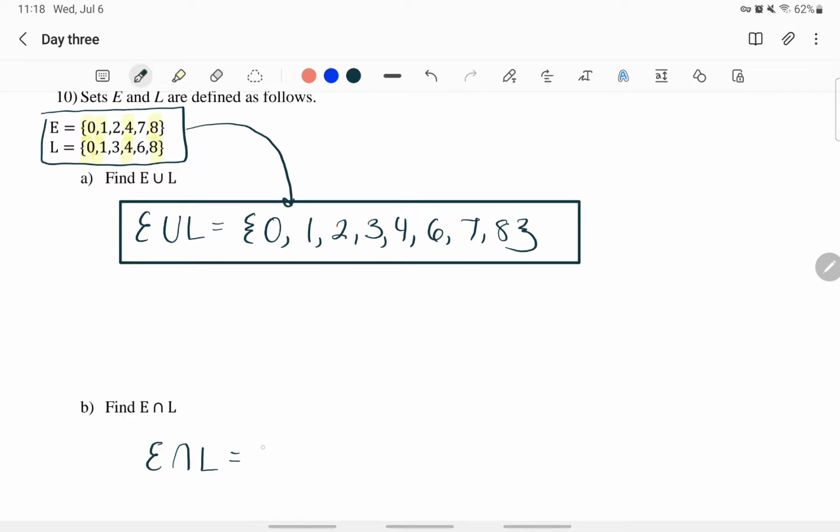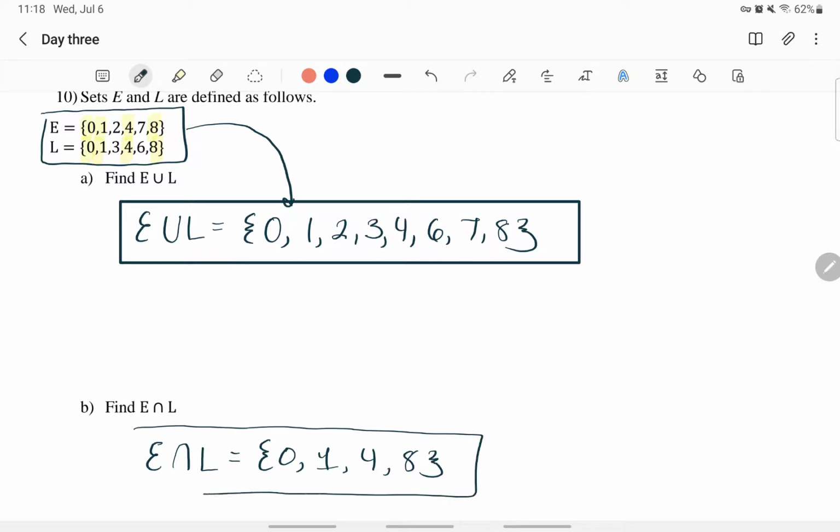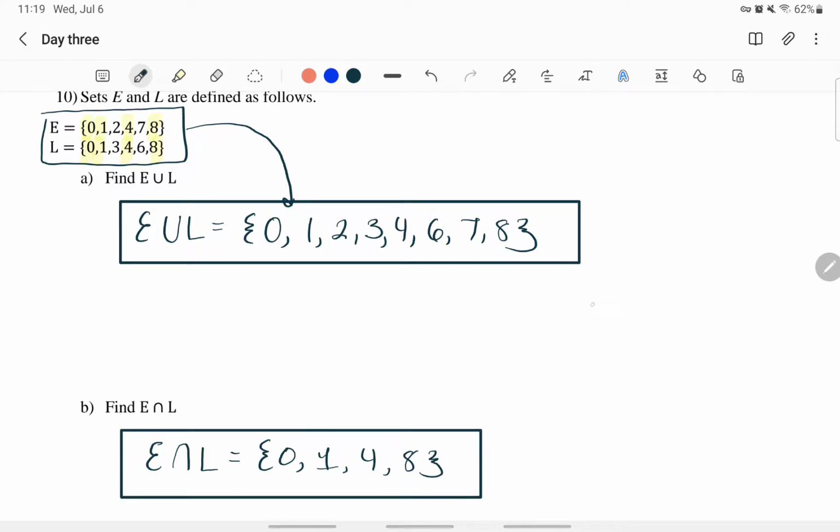So that means the intersection between sets E and L is 0, 1, 4, and 8. Once again, those are the common elements in the set. And there you go. Union means to combine the sets together to make one overall set. Intersection means what are the common elements within both sets. Okay, let's move on.